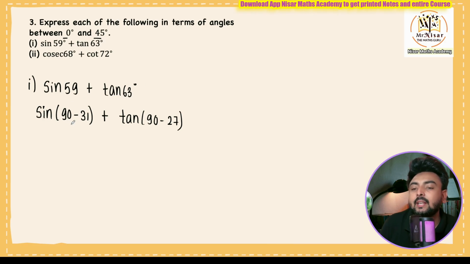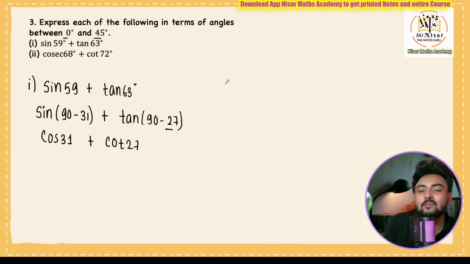Now sin 90 minus theta means which theta? Cos theta. Sin and cos are complementary. So I will say that cos 31 plus tan 90 minus theta means it's again cot theta. Tan 90 minus theta, it's complementary to cot. So tan 90 minus theta becomes cot theta. Here the value of theta is 27. So this is the answer for the first one. It is very easy question actually. Let's solve the next one.